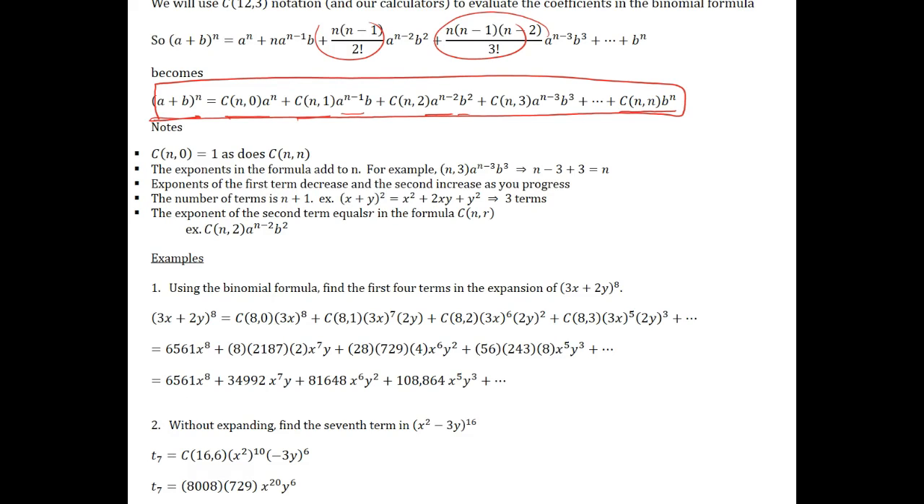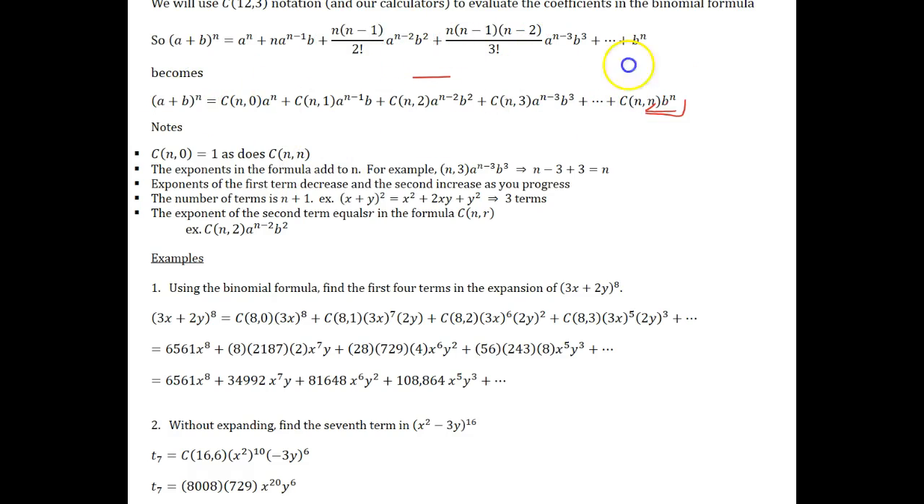A few things to point out. C(n, 0) and C(n, n) both equal 1. This is what we have here. So the first and last terms are 1, and we can see that from the top. The term here is 1, and the term here is 1. So that's 1, and that's 1.